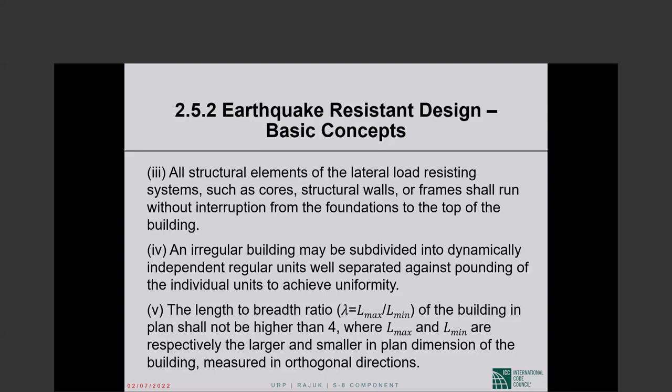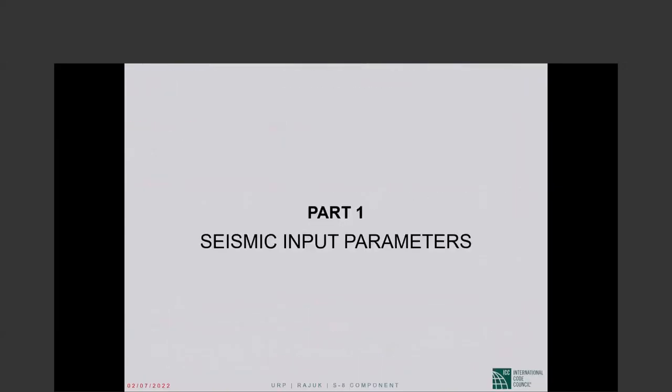The length to breadth ratio, the plan dimension ratio of the building, long side to short side ratio of the building in plan shall not be greater than 4. Okay? Now that I agree is desirable, and this one you probably will get most of the time. But anyway, so those are desirable characteristics.